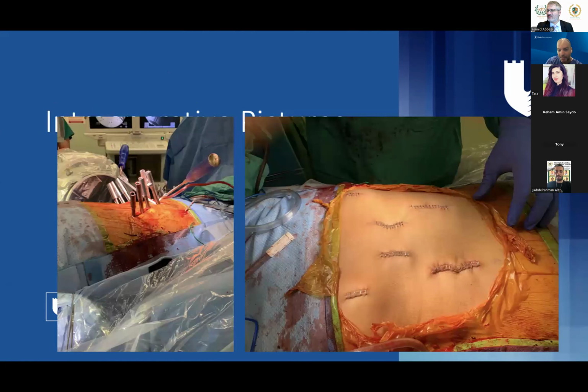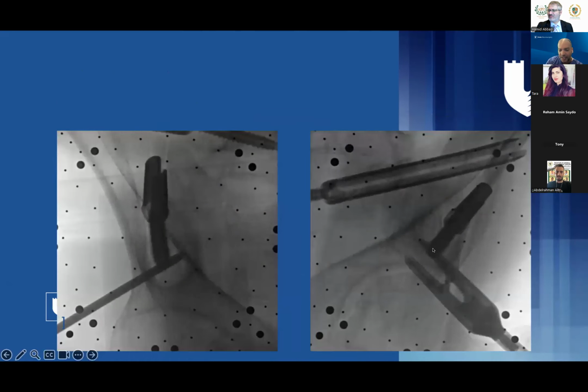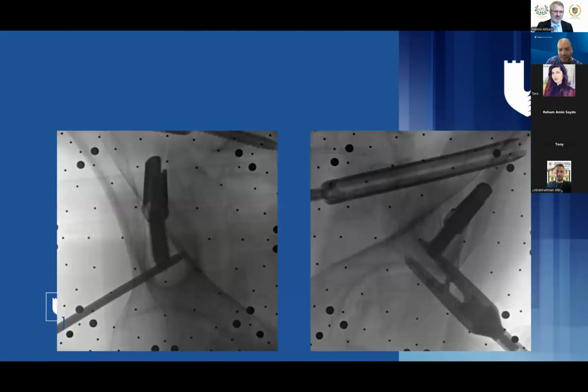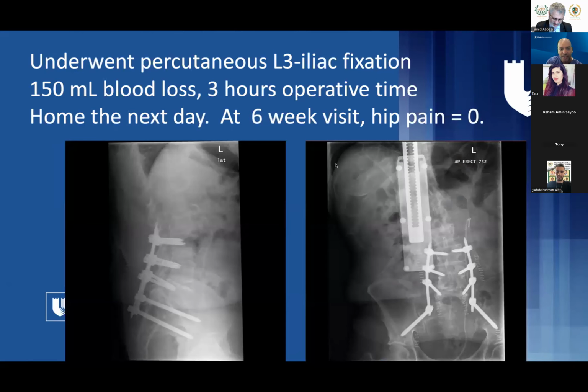Here we have the Wiltse approach for the screws, like Dr. Alat talked about. And then, this is interesting. This incision here is for the screws on this side. It's kind of mind-boggling, but all that matters is what happens underneath the skin. You can see here, we still use x-rays after we put in the screws to make sure everything is good.